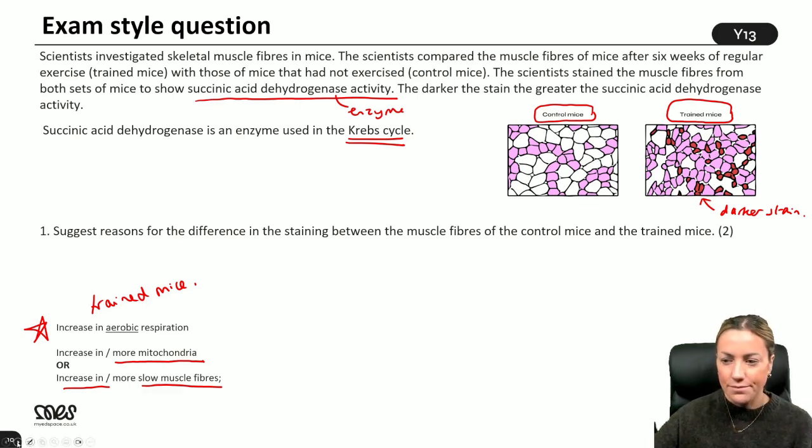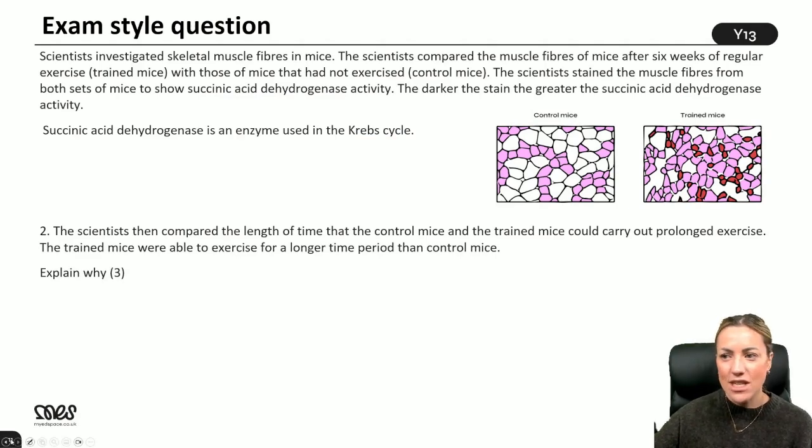Not too bad. Same information is given again, but let's have a look at question 2. The scientists then compared the length of time that the control mice that hadn't done any previous training and the trained mice that had been doing exercise for 6 weeks could carry out prolonged exercise. The trained mice were able to exercise for longer.